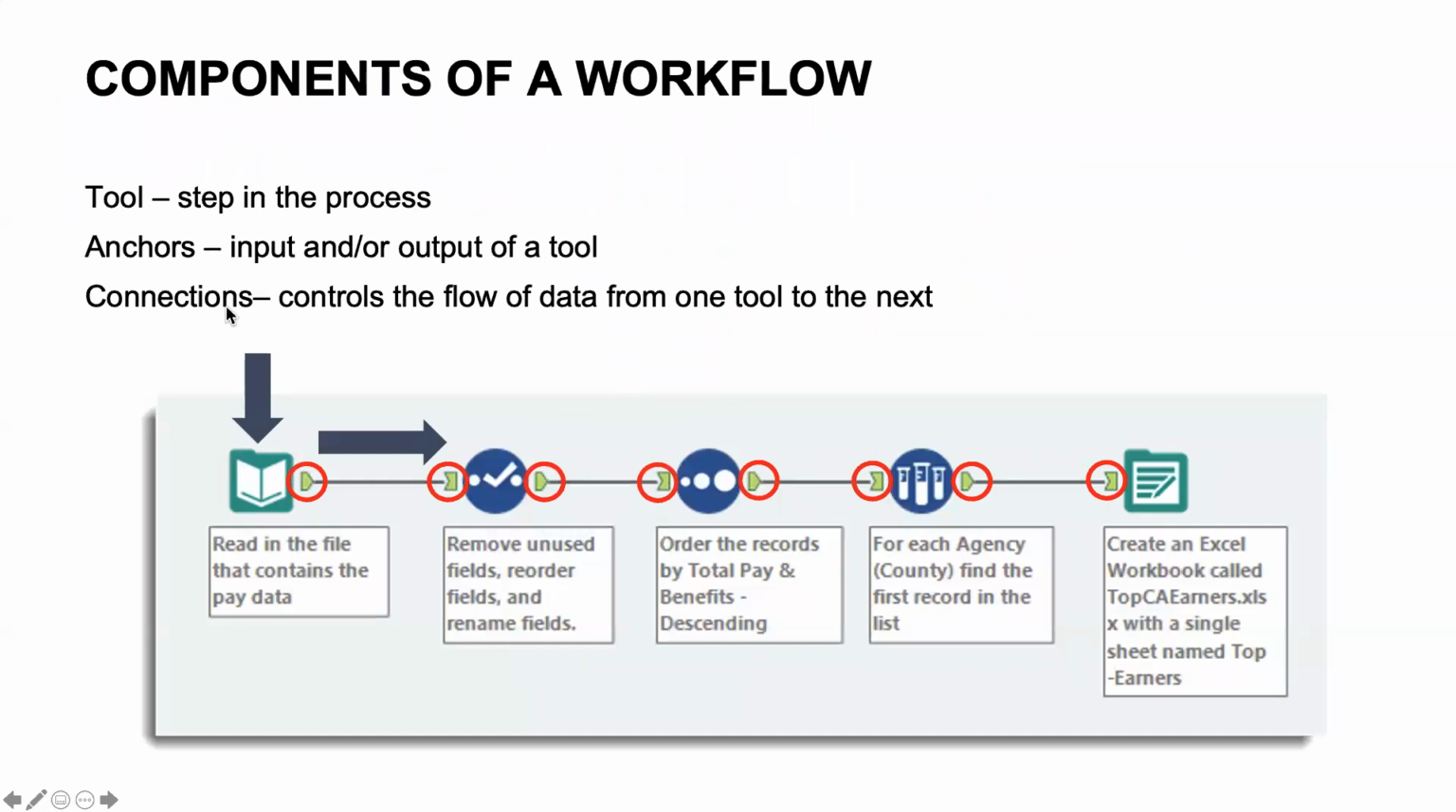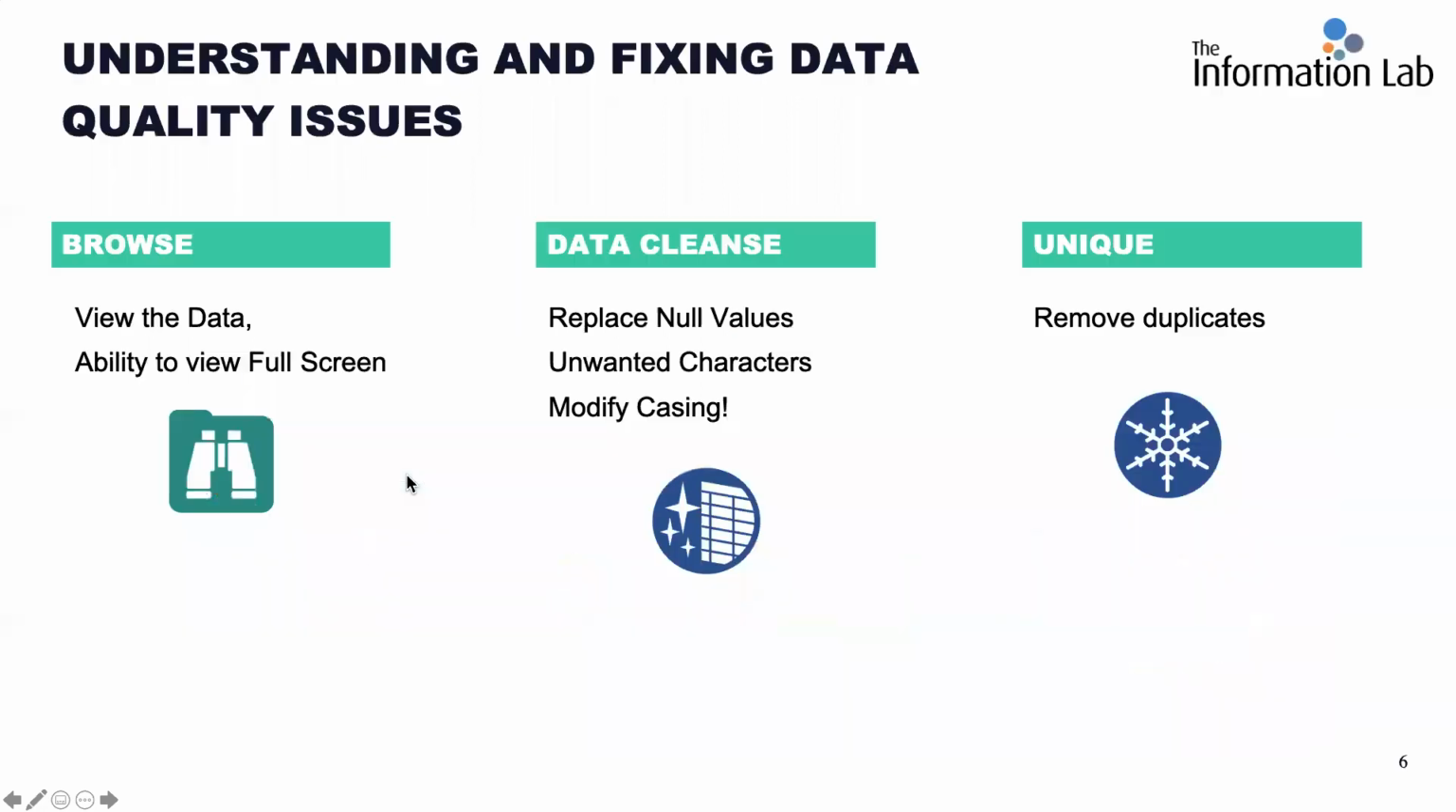What are the components of a workflow? You have the tool, which is the step in the process. For example, the input tool will read the file that contains the data. You also have the anchors, which are the input and the output of a tool, and the connection between two tools, which controls the flow of data from one tool to the next.